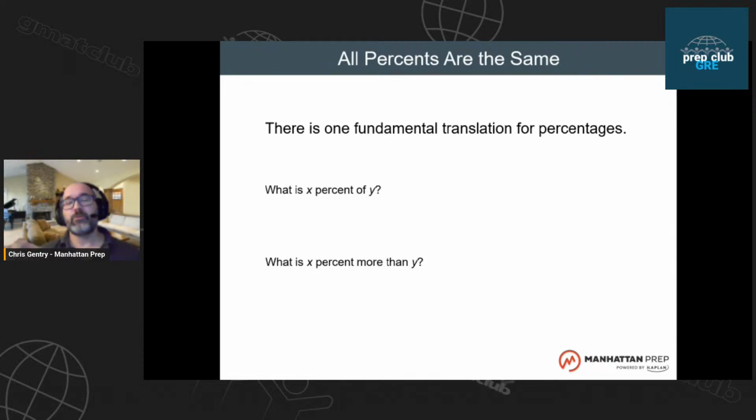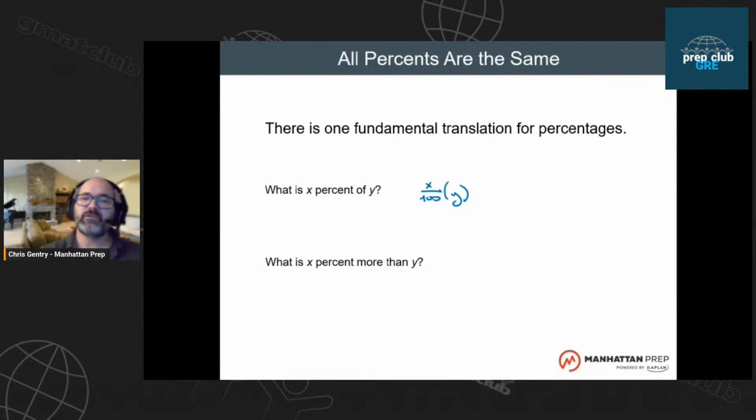One fundamental translation for percentages: what is X percent of Y? You are saying there is some Y. PowerPoint sometimes switches off my pen tool, and I don't know why. So you have this fundamental thing of Y, some base value. If you're taking X percent of it, you are carving that base value into 100 pieces, and you're taking X number of those 100 pieces of Y. Of means multiply, percent means per 100, so we do it as X over 100 times Y.